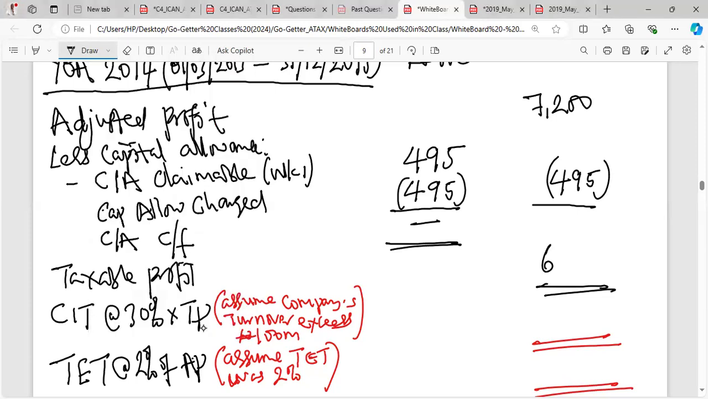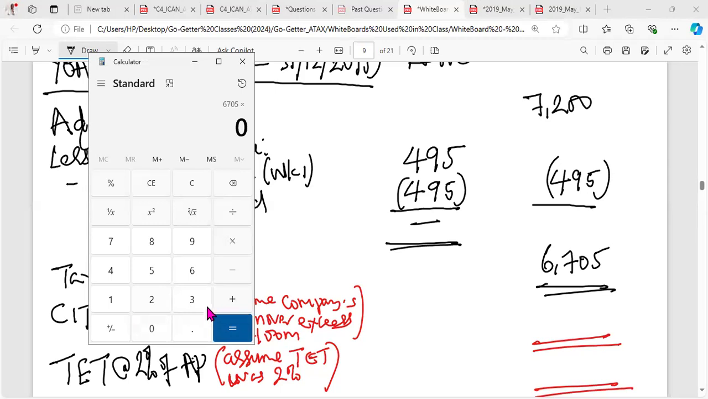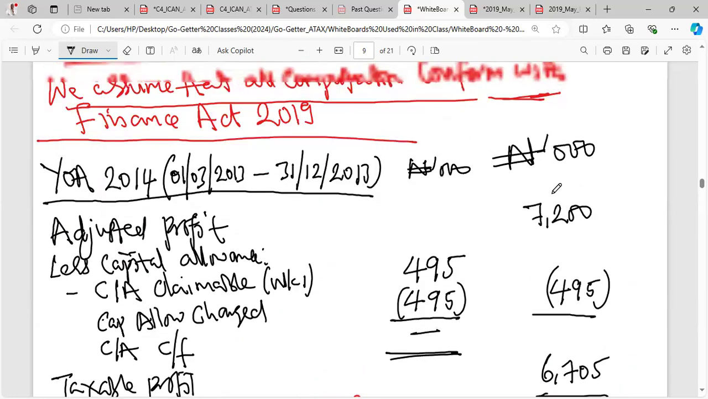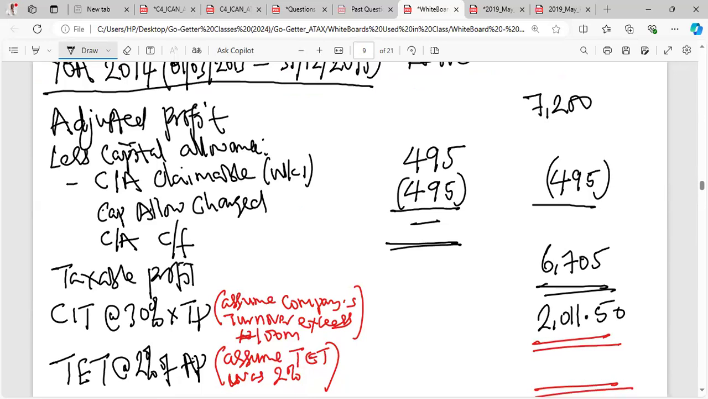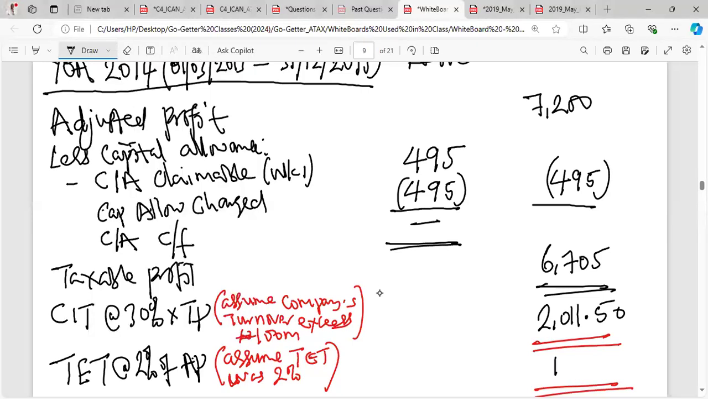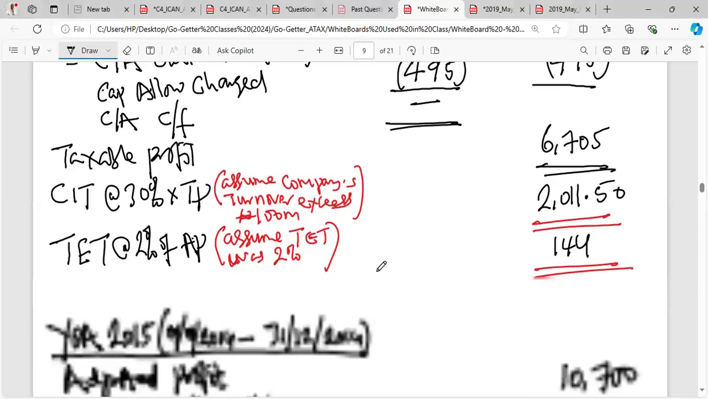So this will give me 6705. I will now look for 30% of that, times 0.3. 30% of that is 2011.5. So that's your CIT. Then your TET, you just have to calculate 2% of this. So this is 72 times 0.02. That's 144. All right. You're done with the first year.